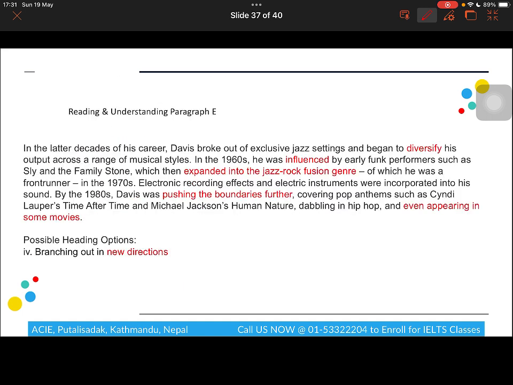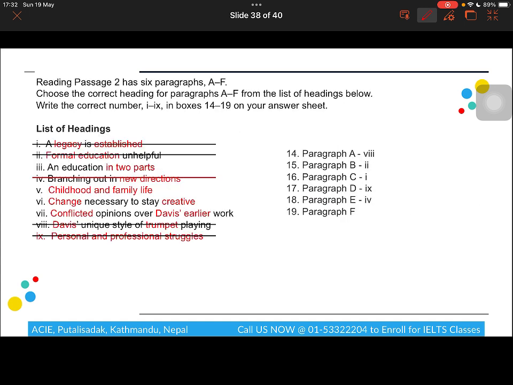Moving on to paragraph number E. In the later decades of his career, Davis broke out of exclusive jazz settings and began to diversify his output across a range of musical styles. So it's more about branching into new directions, which obviously is a heading here as well. Davis was pushing his boundaries further, covering pop anthems like Time After Time and Human Nature, dabbling in hip hop, and even appearing in some movies. So it's about branching out in new directions, and hence option number 4 is going to be a proper heading for paragraph E.